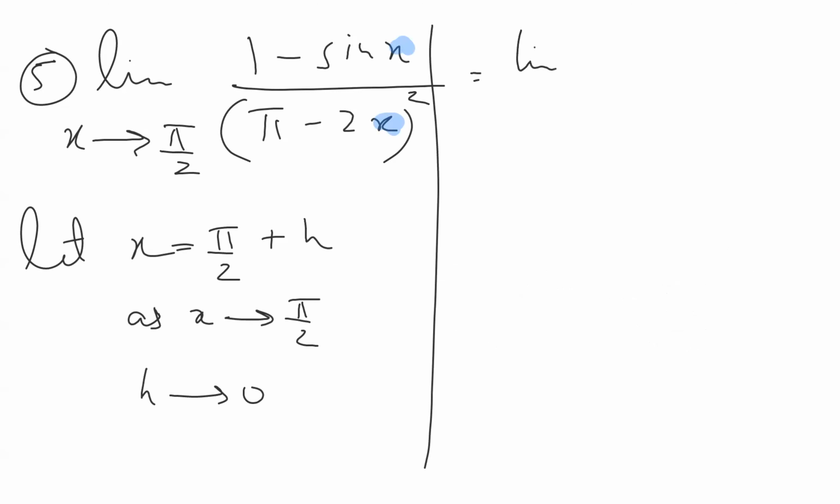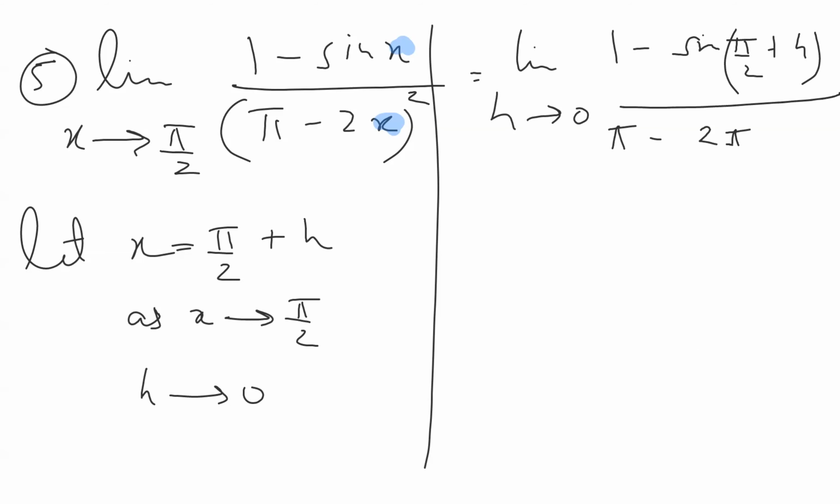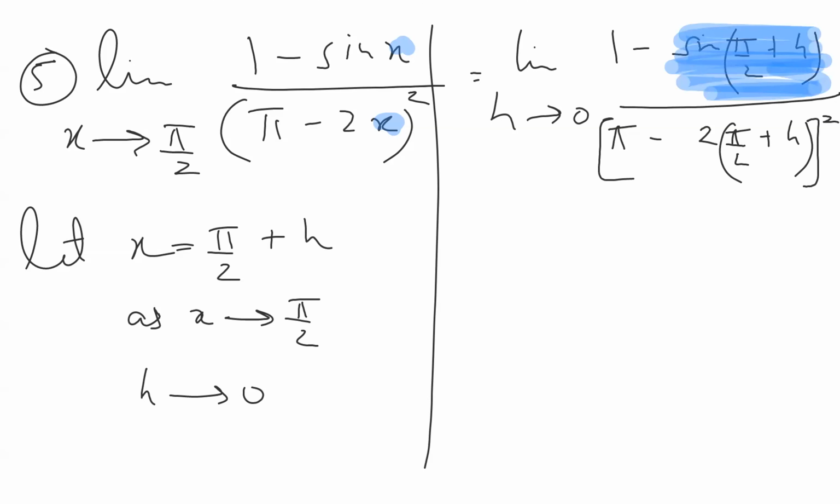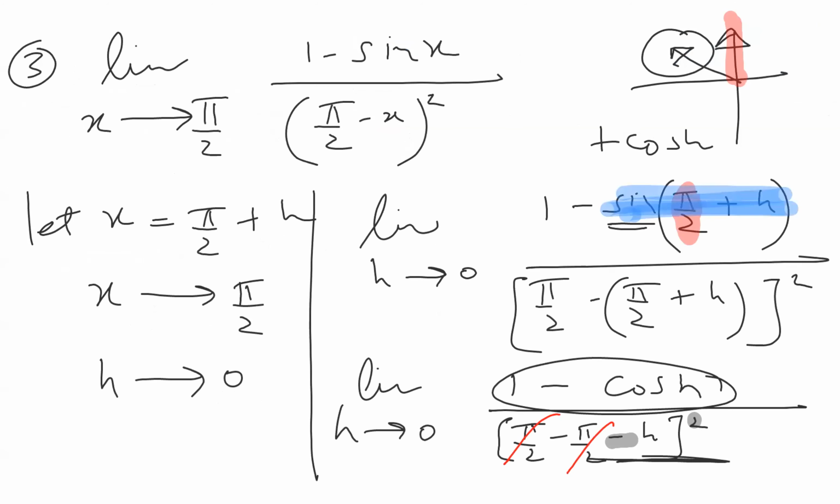So limit h approaching 0, 1 minus sine of (pi by 2 plus h) upon (pi minus 2 times (pi by 2 plus h)) the whole square. Fine. So we'll calculate this using the all silver teacups rule: sine of (pi by 2 plus h), right? We have all done this over here. Sine of (pi by 2 plus h) is plus cos h. You can try it once again on your own.